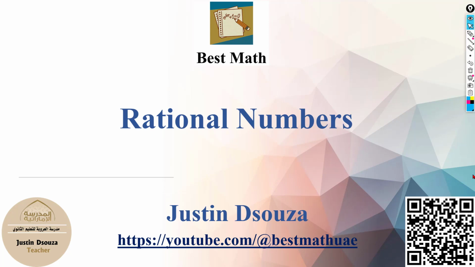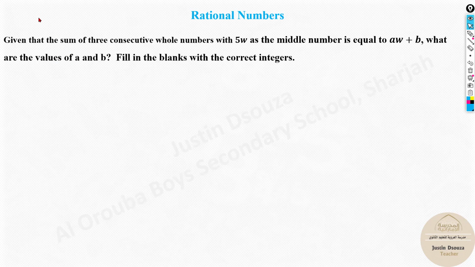In this video, we will learn more about rational numbers. Here we have a problem that says, given that the sum of three consecutive whole numbers with 5w as the middle number is equal to aw plus b, what are the values of a and b? Fill in the blanks with correct integers.